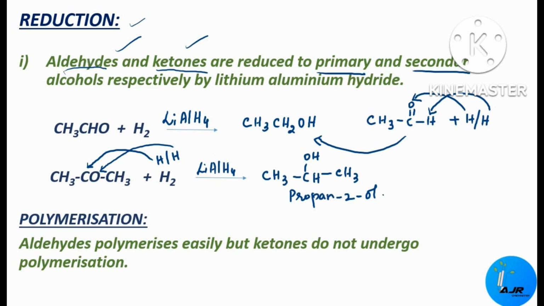Now the next test is by polymerization. See, aldehydes polymerize easily, but ketones do not undergo polymerization. For example, when formaldehyde is treated with phenol, it undergoes polymerization in the presence of sodium hydroxide and forms Bakelite. Bakelite is a polymer, okay? Whereas a ketone does not undergo polymerization. Thus, we can differentiate aldehydes from ketones by the polymerization technique, by the reduction technique, by Fehling's solution, and also by Tollen's reagent.